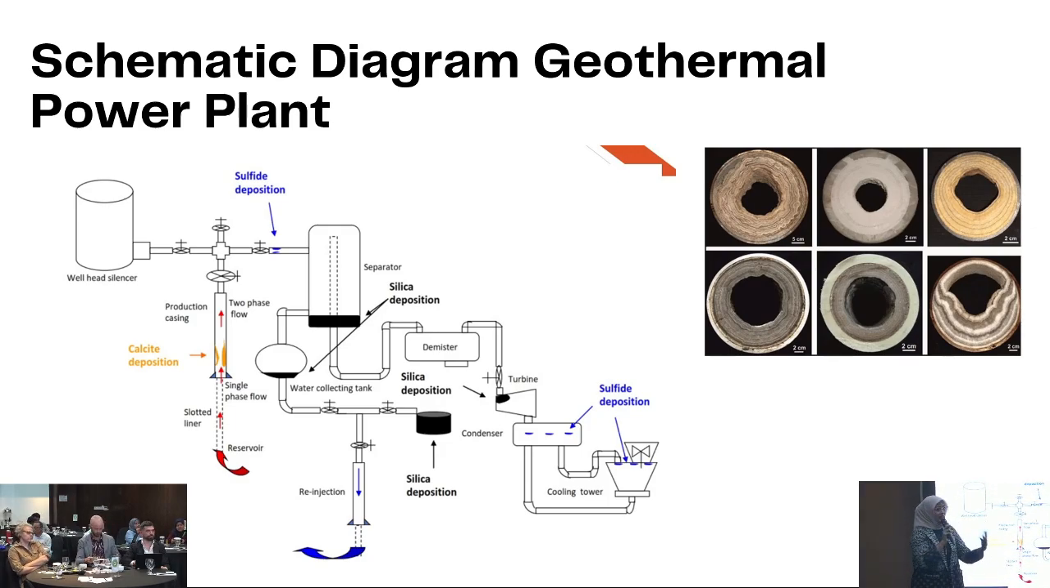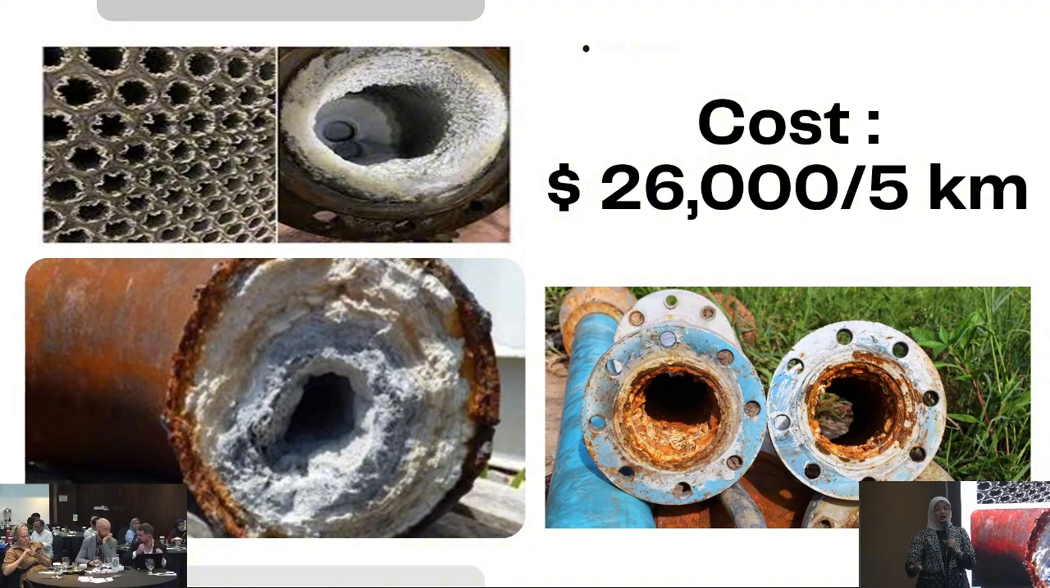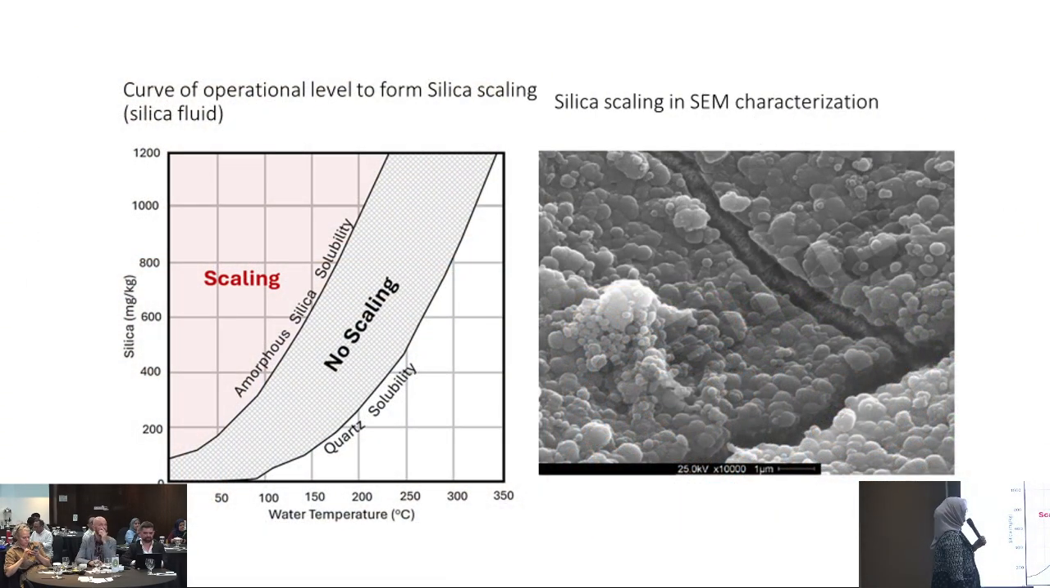And what we would like to highlight in our team is how do we handle the silica deposition? We are trying to mitigate and prevent the silica from depositing in our facility. As you can see, we try to make an approach of how much it would cost. It depends again on the quality of the fluid. The cost itself can reach up to $26,000 per 5 kilometers to replace the piping from the geothermal wells up to the geothermal power plant facility. And then I'll give next to Pak Rian because I'm not a chemist.